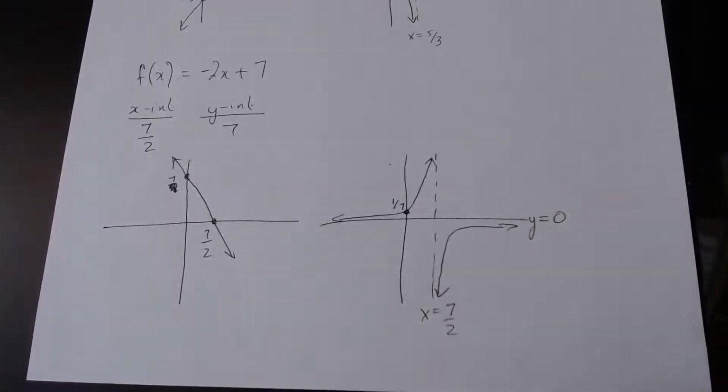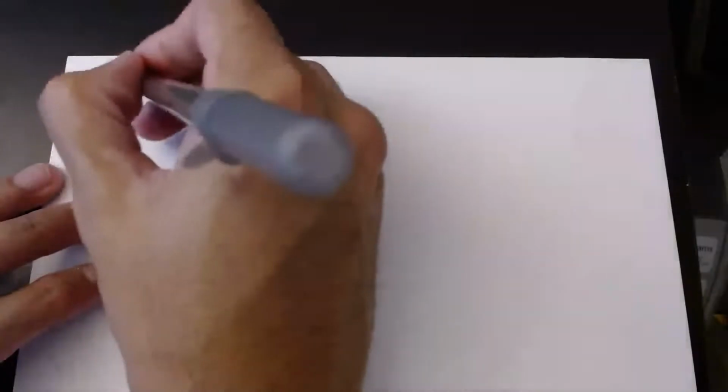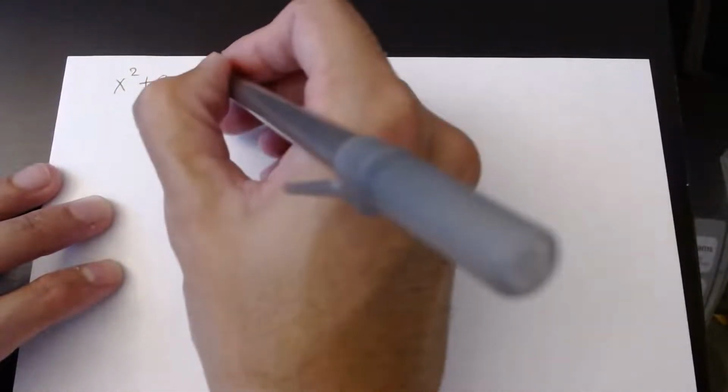Okay, linear functions should be pretty simple. With quadratics, it does get slightly more difficult, but I'm going to explain them as well. In quadratics, we're going to have a couple of different examples though. The first type of quadratic equation you can get is, let's say, something like x squared plus 8x plus 12.